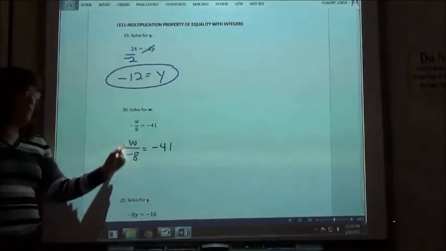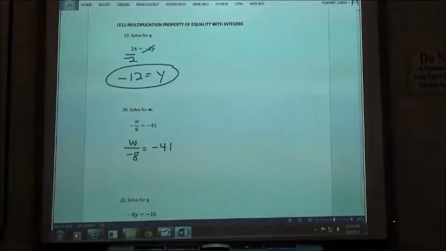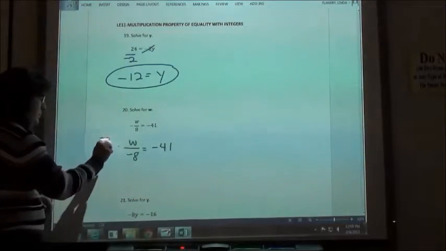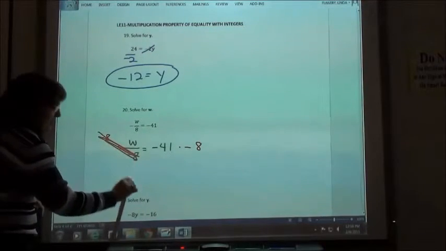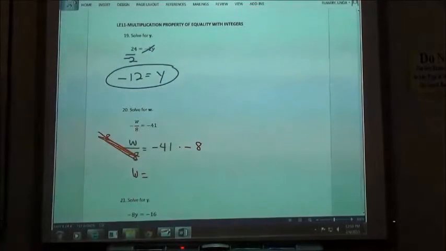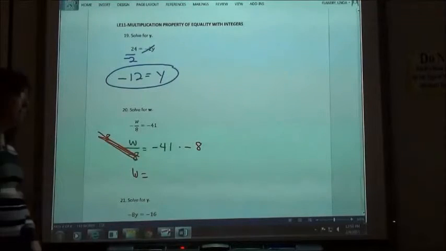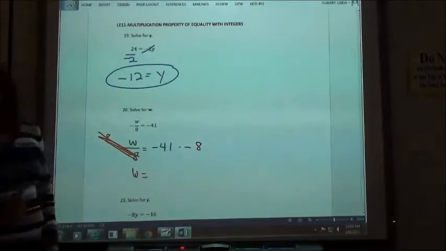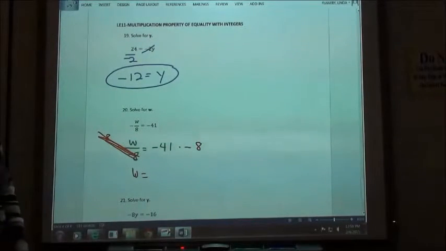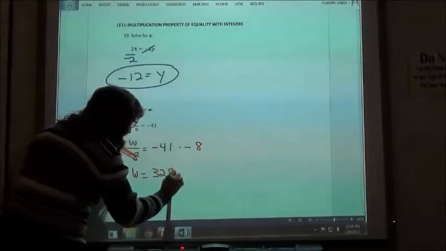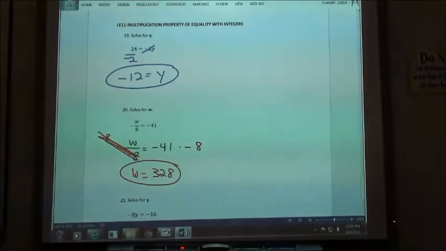So if I want to solve this for W, I'm going to end up doing what? Multiplying by that -8. That cancels out the 8 and the negative sign all at once so that I can get my W by itself. On the other side, -41 times a -8 gives me a... what was my sign on that? What was the sign on your answer? Positive 328. Because I have a negative times a negative, so I end up with a positive number.